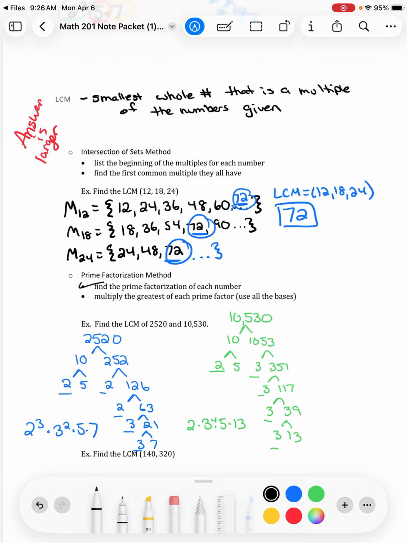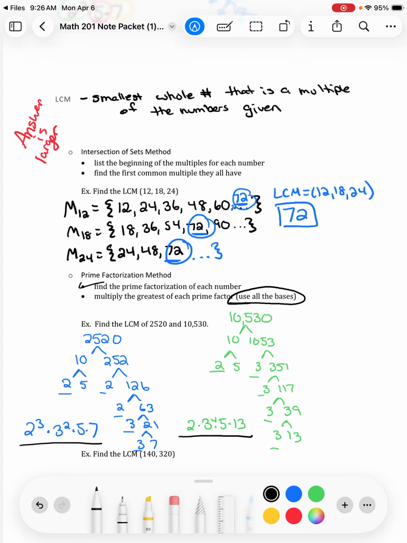So I did the prime factorization. Now, what we're going to use is what changes. Remember, we want multiples, so we want large numbers. And each one of the numbers in these prime factorizations is a factor of my answer. So I need to use each one of them. So this time I'm going to use all the bases because I need to make it as big as possible.